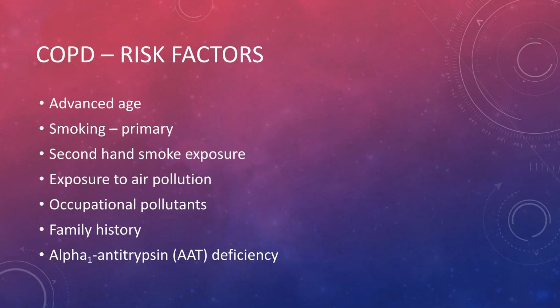The primary risk factors for COPD include advanced age and smoking. Secondary risks are secondhand smoke exposure, air pollution, occupational pollutants, and a family history. Alpha-1 antitrypsin deficiency is also a factor.